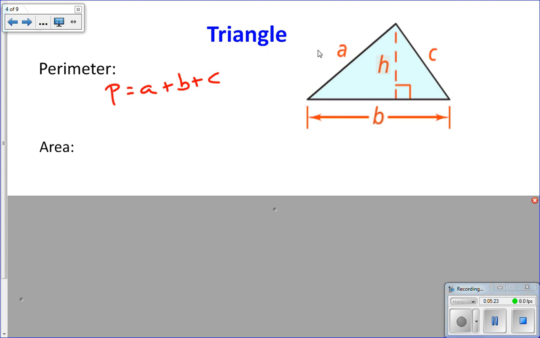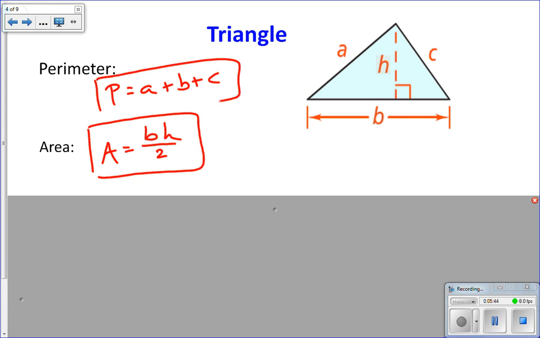The area is a little bit more complicated, and before I can explain why the area is base times height divided by 2, we would need to talk about how to find the area of a parallelogram, which we're not prepared to do. So I'll just remind you that the formula is base times height divided by 2, or 1/2 base times height. We'll be able to derive that later on in the year.